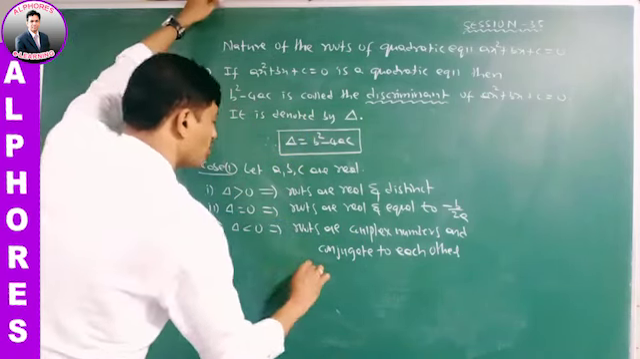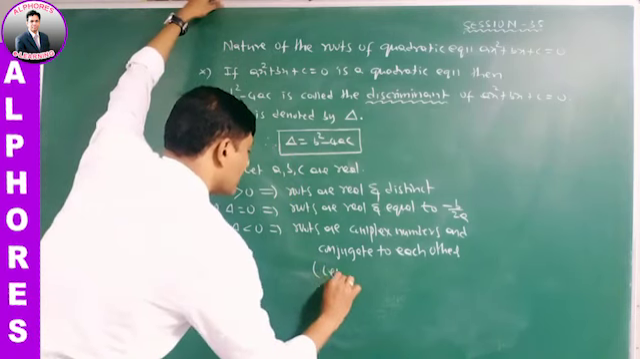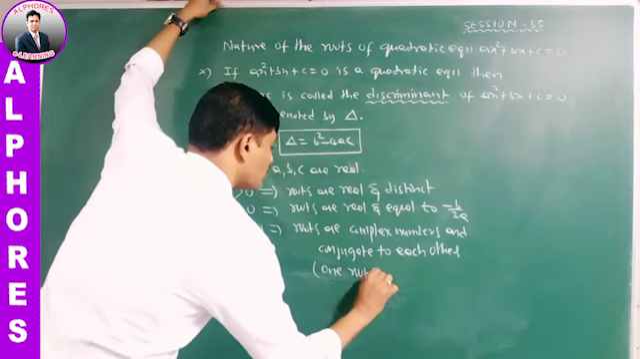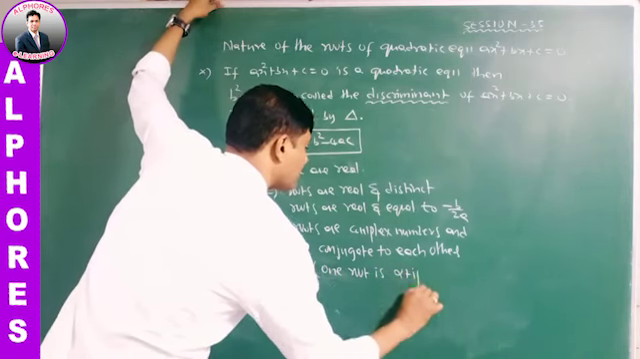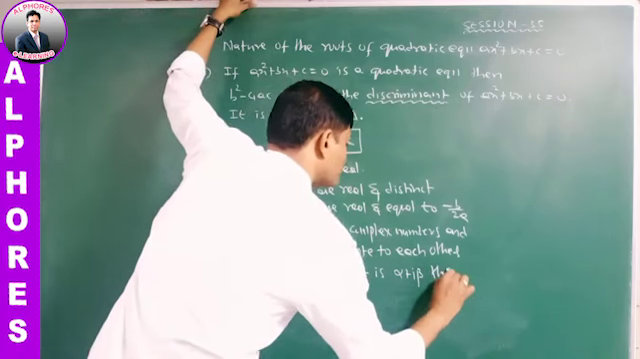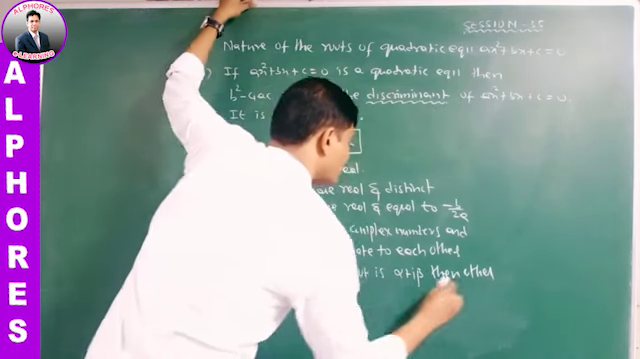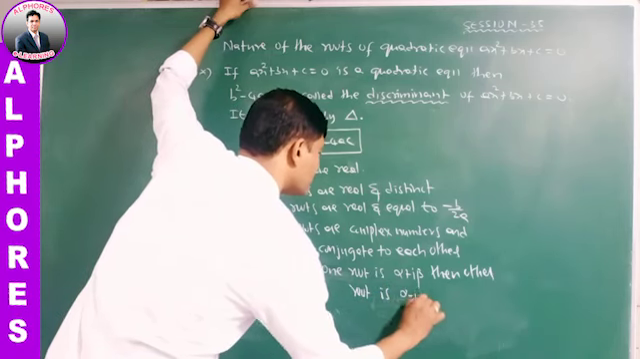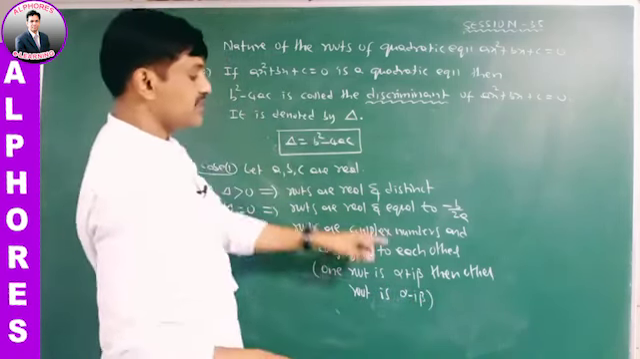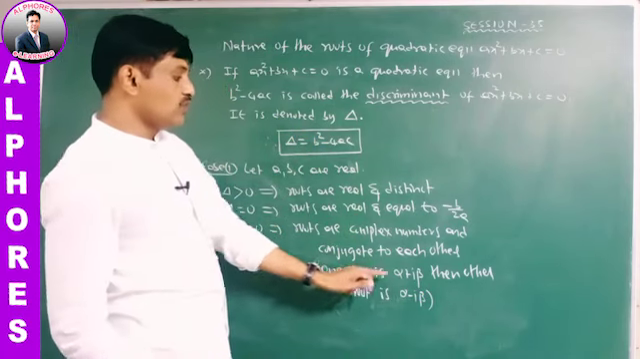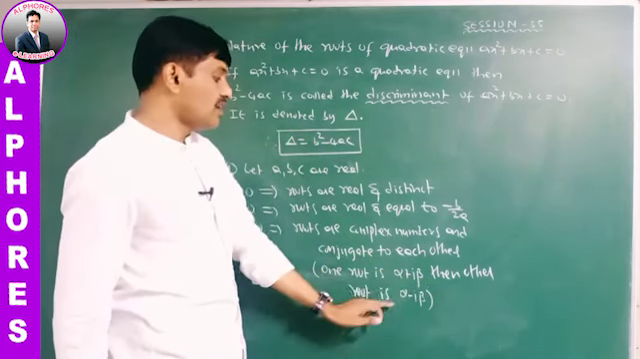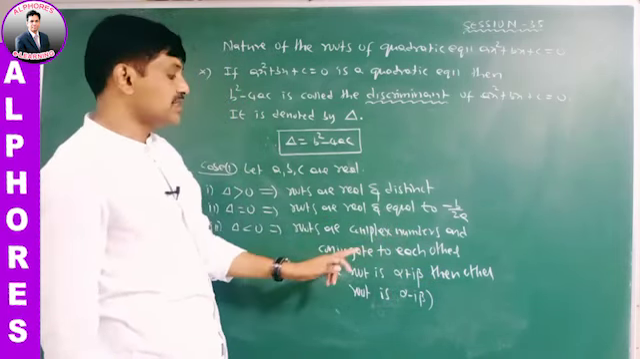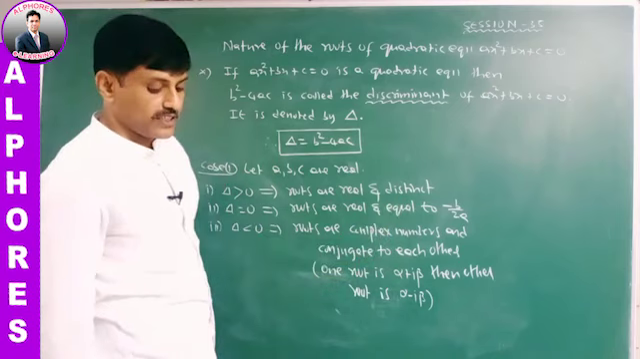Conjugate to each other means the roots are non-real complex numbers and these complex numbers are conjugate to each other. If one root is alpha plus I beta, then the other root is alpha minus I beta. You know very well, if it is z, it will become z bar. So the roots are non-real complex numbers and conjugate to each other.